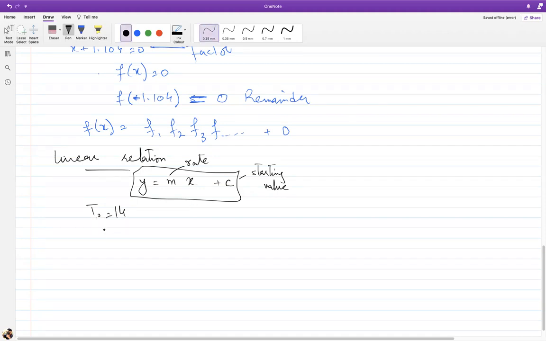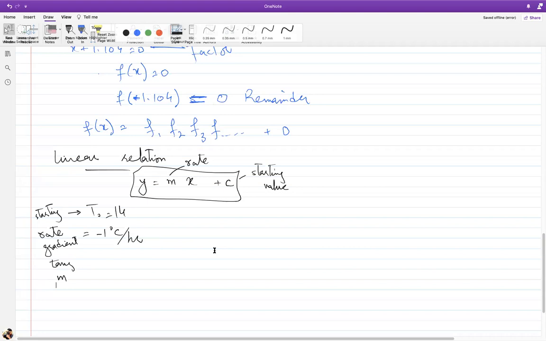Okay. So it drops by -1 degrees per hour. All right, so let's see. This is my starting value, right? And this is my rate. I'm going to give many different names to this rate. I'm going to call it gradient. I can also call it tangent or tan, if I'm into trigonometry. Or I can simply call it m. But all m is telling me is it's falling -1 per hour. Okay, so let's see how we can graph this relation.